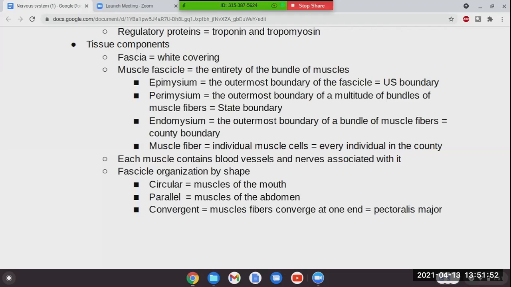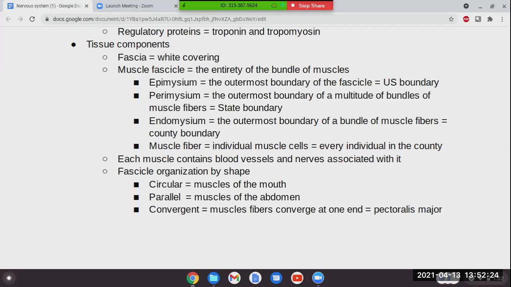So if you assume this whole muscle tissue is the United States, the epimysium is the US boundary in general. Like the border we have with Canada, Mexico, even in the Atlantic Ocean and things like that. This is the outermost boundary of the fascicle. And on top of this epimysium is the white covering, or the fascia.